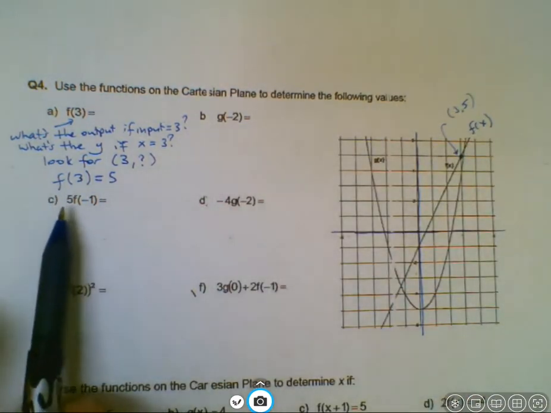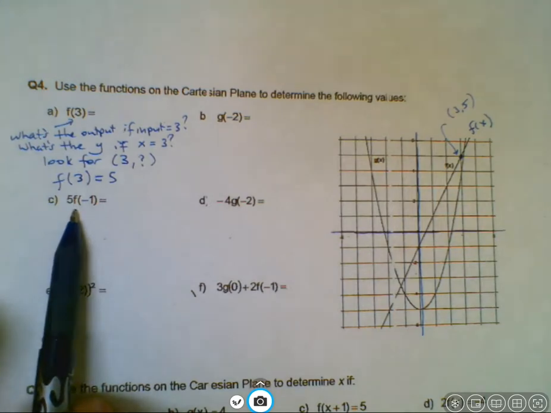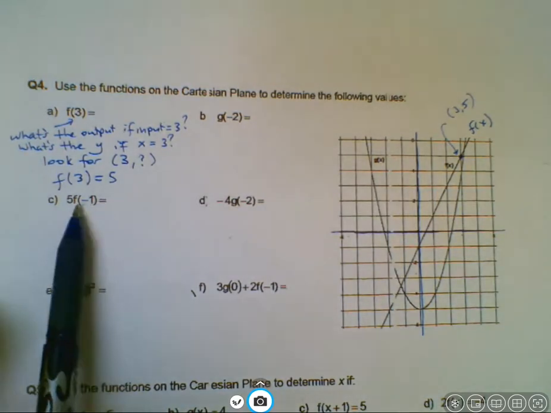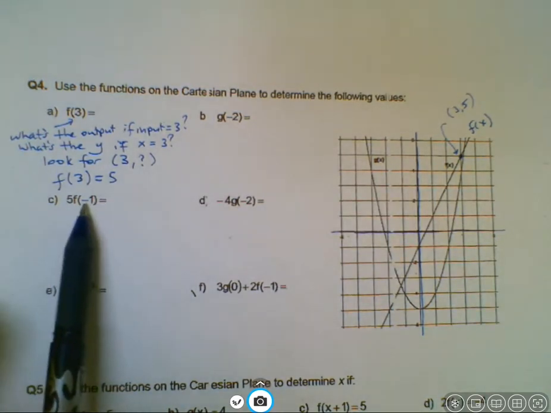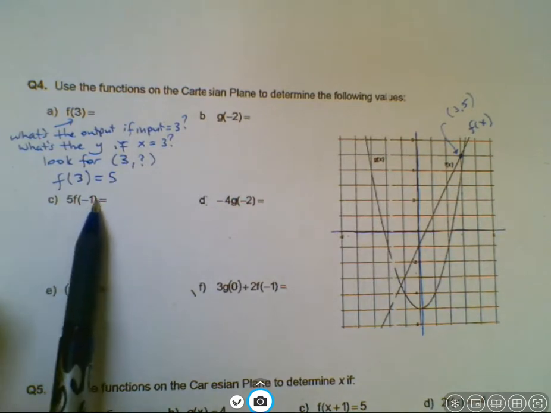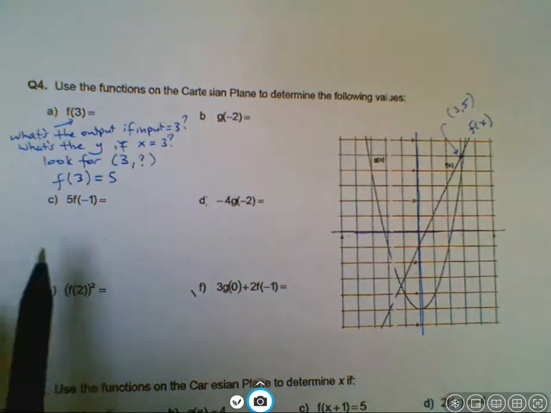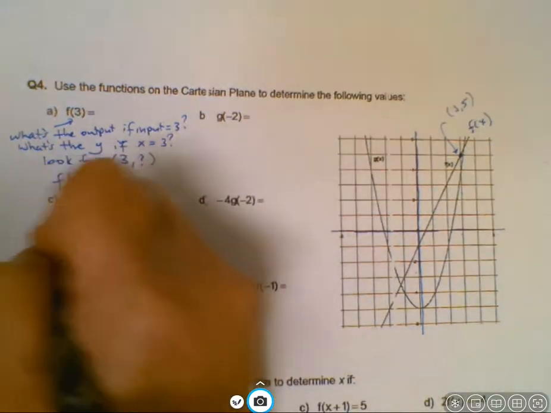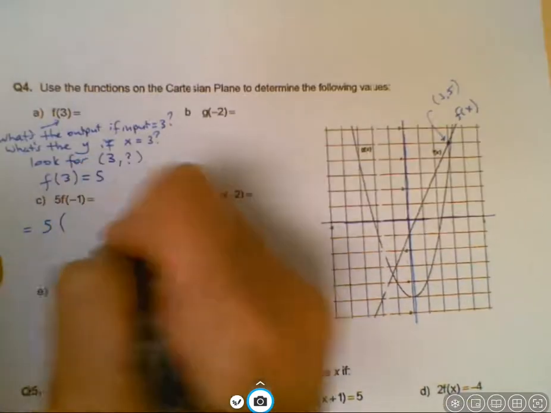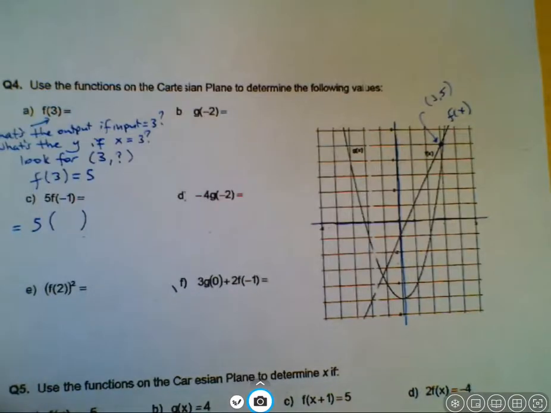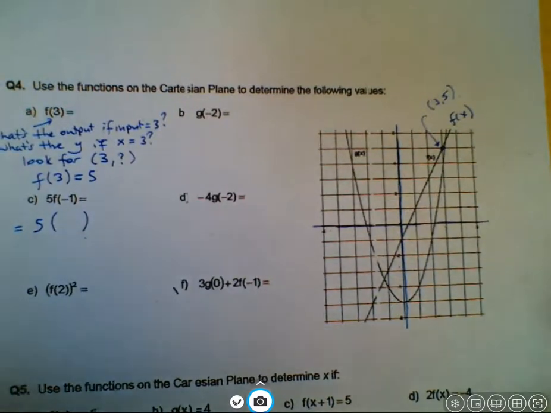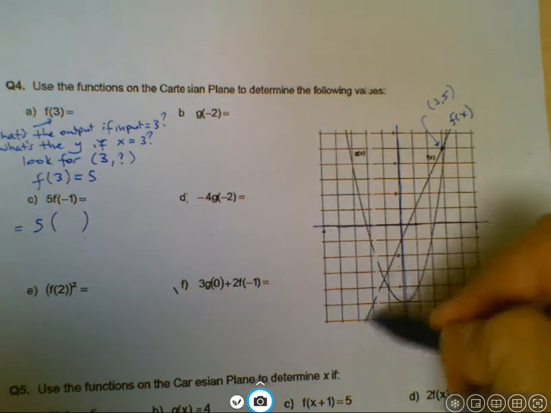Let's do another one. This says 5 times f of negative 1. See, that f is not being multiplied by negative 1. This is just a notation that says a function applied to an input of negative 1. So this is going to be 5 times. Let's look for a point on the graph of f that has an x coordinate of negative 1. The graph of f is the line.